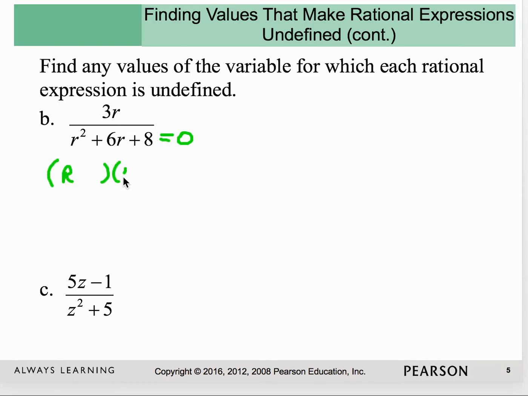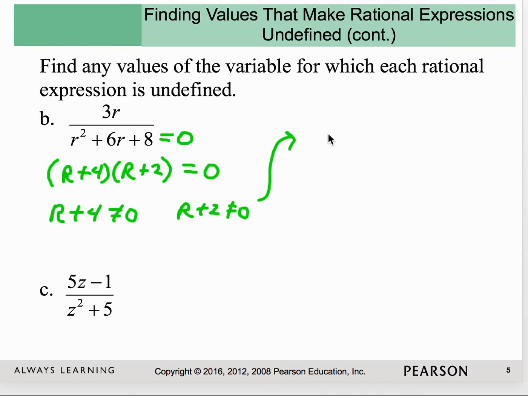2 numbers that multiply to give 8, add to give 6. You got it. 4 and 2. Which means r plus 4 cannot equal 0, and r plus 2 cannot equal 0. So the values that make this undefined are -4 and -2, because that would make them 0.